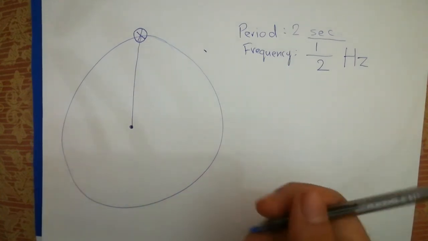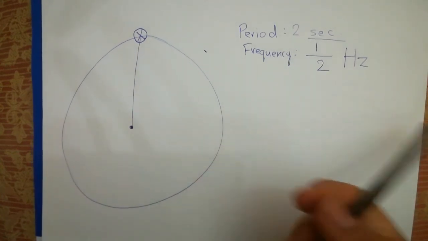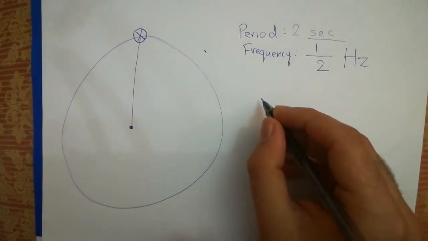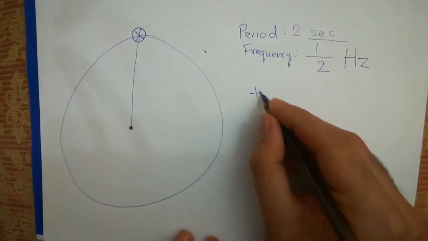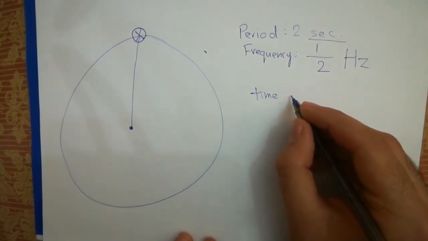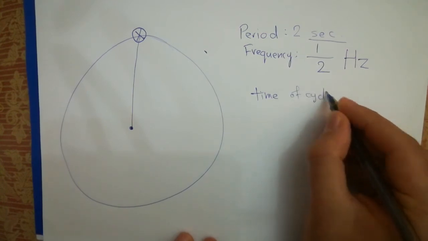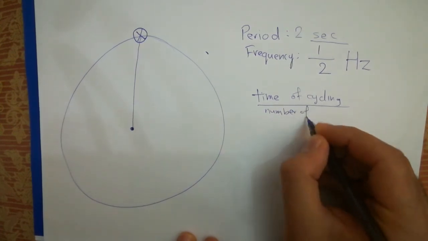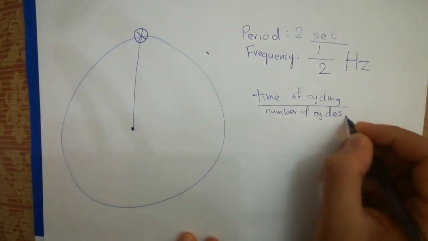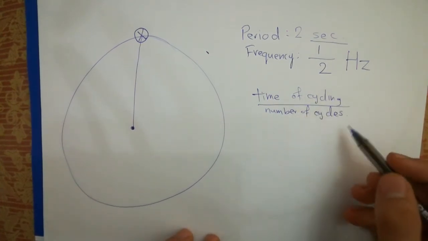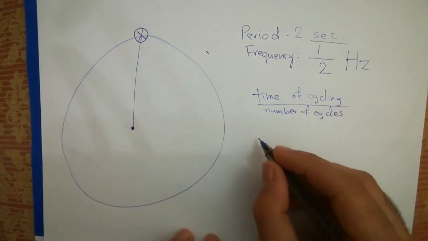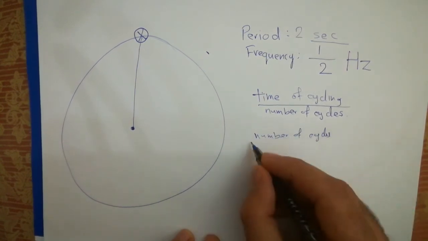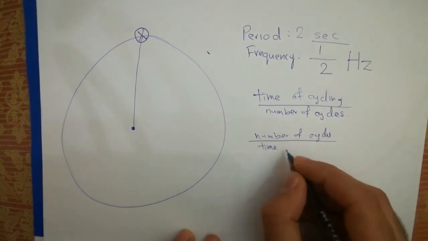So let's look at, for example, how you can solve questions that require you to know the period. If you're asked what the period is, you bring the time the object was cycling divided by the number of cycles. And for the frequency, you bring the reciprocal. So you bring the number of cycles divided by the time of cycling.